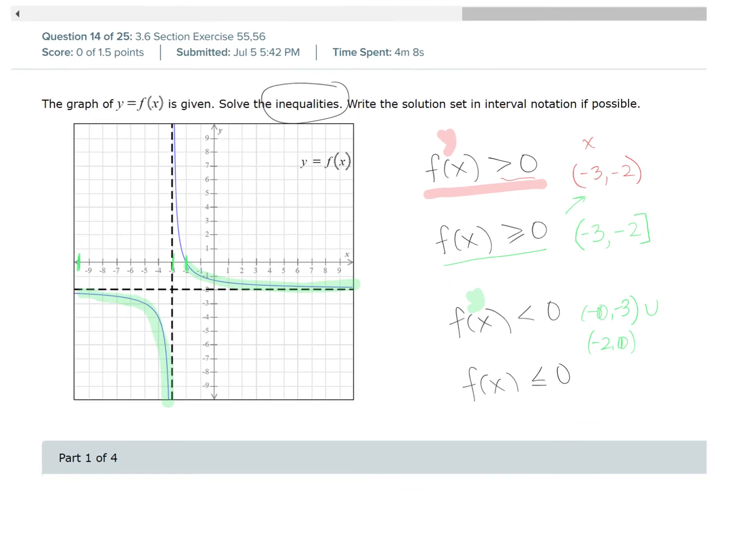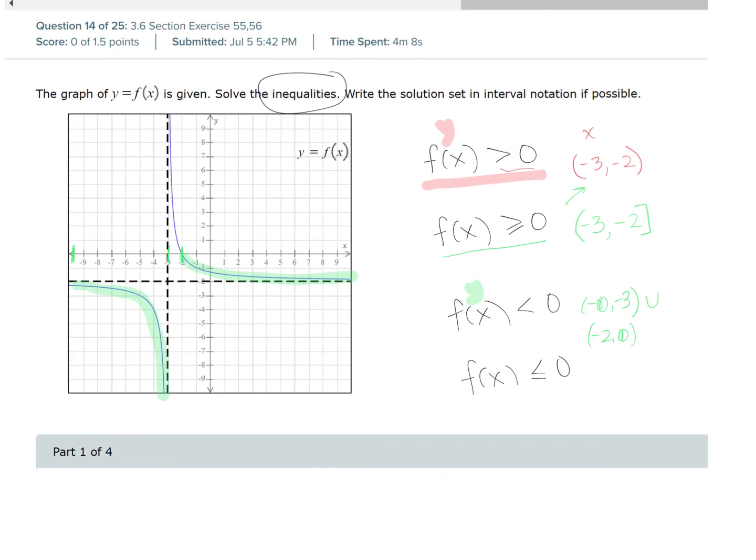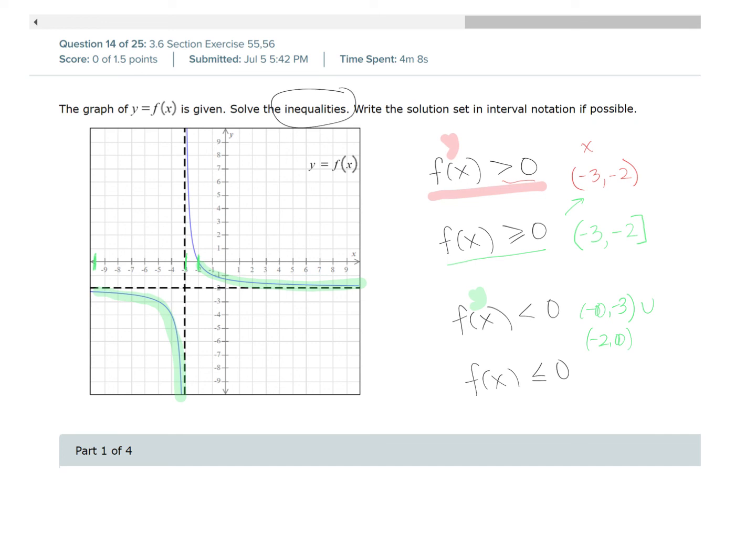When I go and look at less than or equal to 0, I still don't want to include the -3 because -3 is that vertical asymptote, but I do want to include the -2. So it'll be -infinity to -3 again, not included. And then that -2 will be included now because we are equal to 0 when that happens.